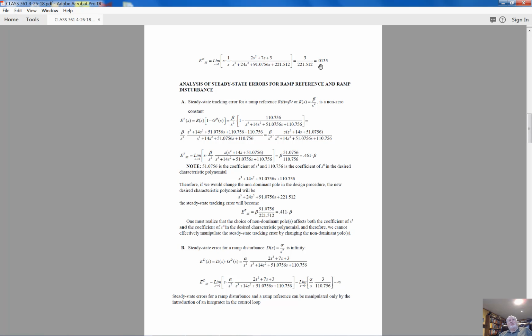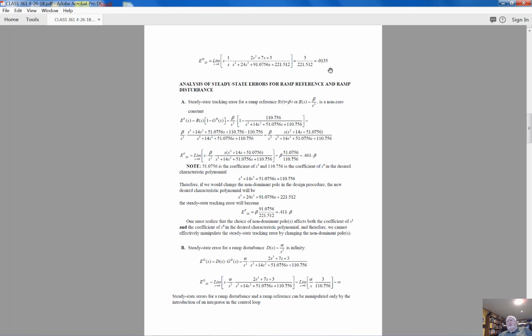then you should be able to edit the script, run your MATLAB program again until you get what you're supposed to get. Having a MATLAB script is very important for your future work in high-tech industry, okay? You know, I did not match the design specs. I just showed you that the error for step disturbance is a non-zero constant, and you can manipulate this value of the error by choosing non-dominant poles.